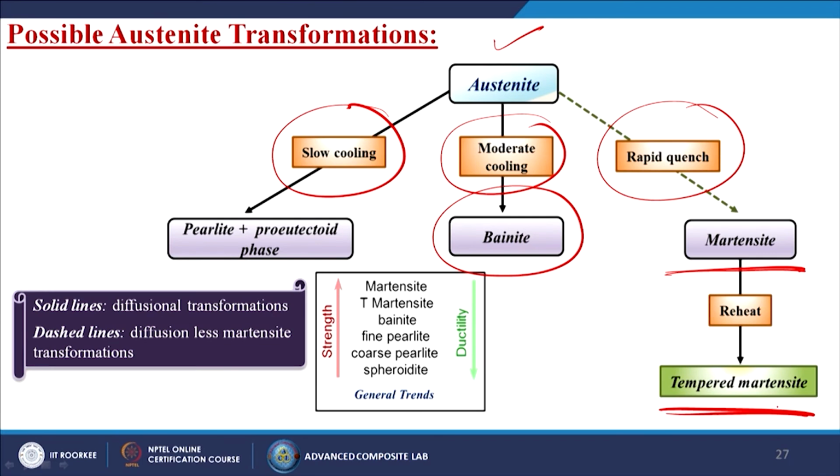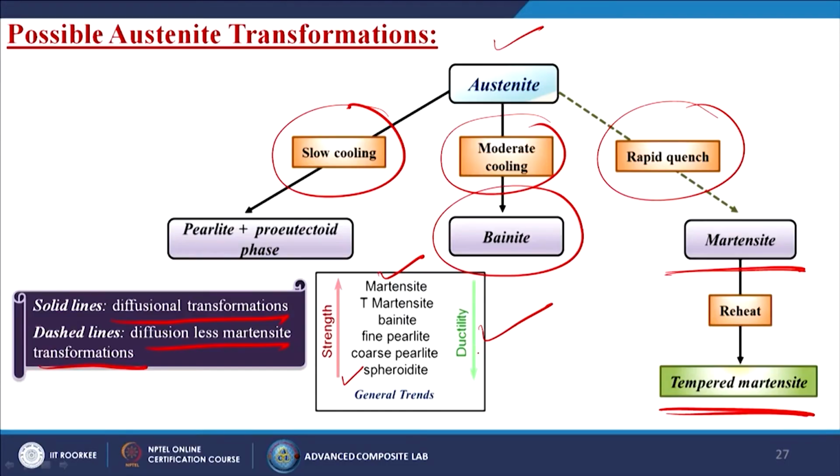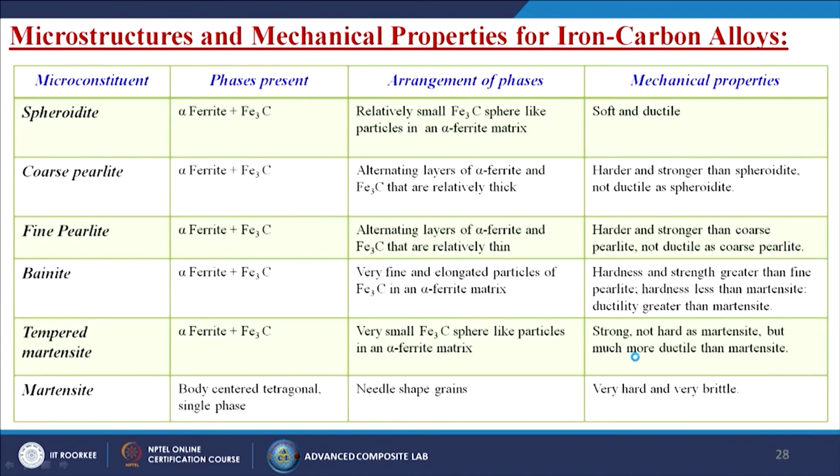The solid lines are known as diffusional transformations, and the dashed lines are known as diffusionless martensite transformations. If we talk about strength, strength is maximum for martensite and very low for spheroidite, and of course it is the opposite for ductility. So, for martensite the ductility is very low, and for spheroidite the ductility is maximum.